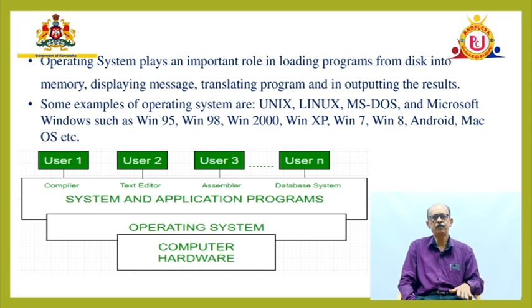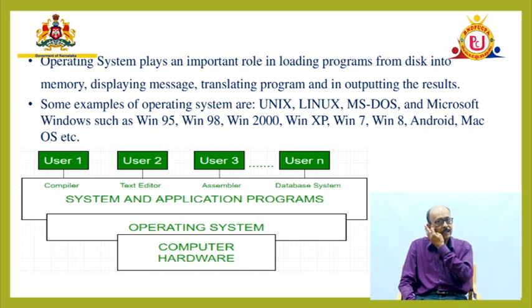It checks for the devices and their proper connections, and then it loads the operating system from the secondary memory. Normally the operating system will be present in the secondary memory, and it is loaded to the main memory, and the system is ready to use. So you have the computer hardware there, operating system there, system and application programs are there, and then users are there. Maybe one is the text editor, one is a compiler, one is an assembler, one is another software. Can be any software for that matter.